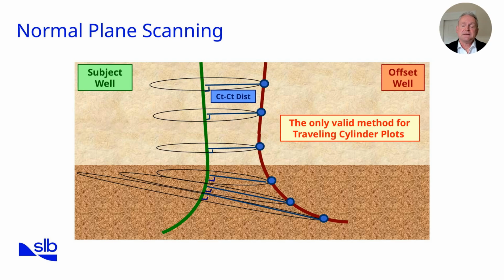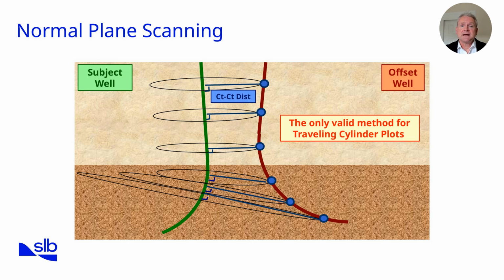Normal plane scanning evaluates well separation by projecting distances perpendicular to the well path. This method is essential for calculating travelling cylinder plots, which visually represent the uncertainty envelope around a well bore. A line perpendicular to the subject well is drawn to intersect with the offset well. The distance is the center-to-center distance.